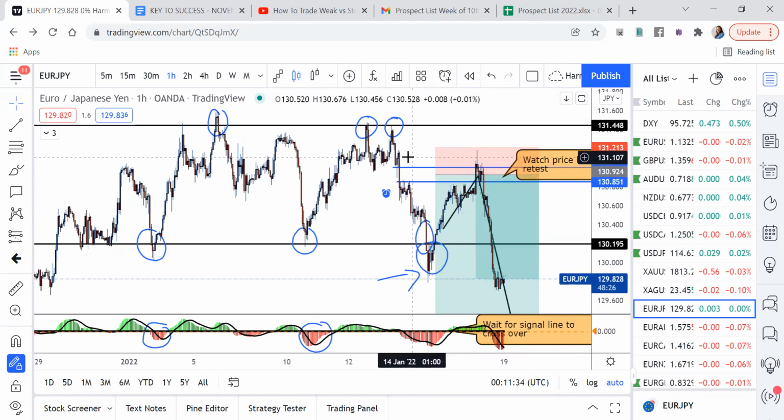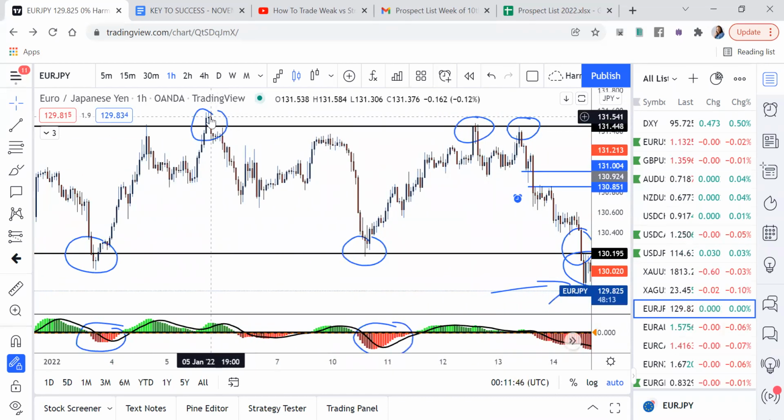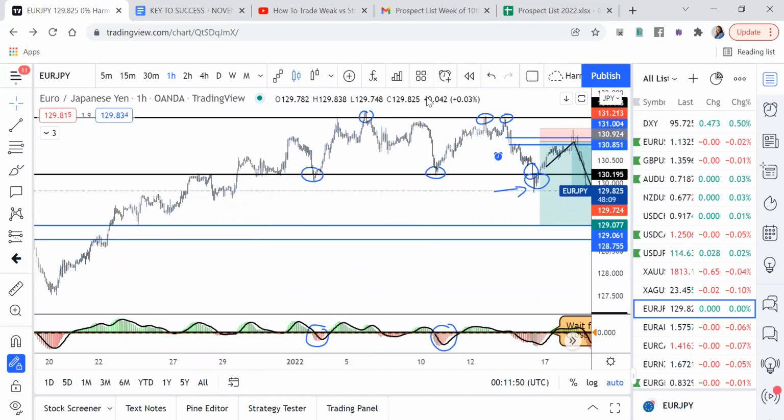So if the market had to break this imbalance candle and continue to go up, then for me, I would have to be looking either at here. This is an imbalance candle here as well, right? Or I look to see where price could break and go up to.